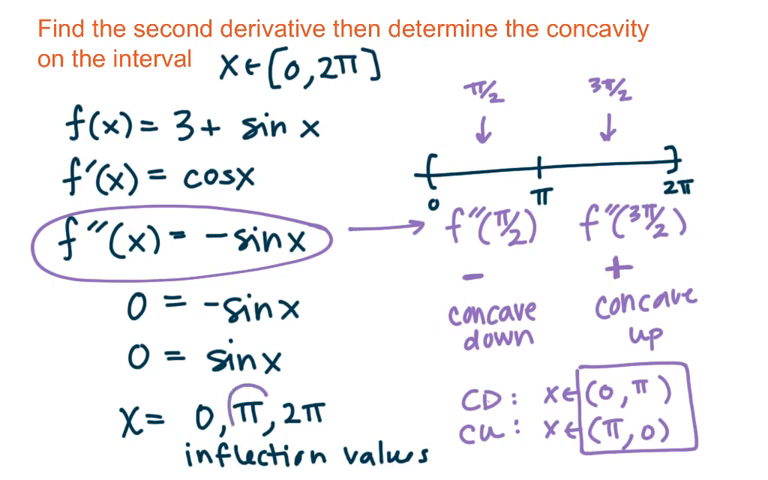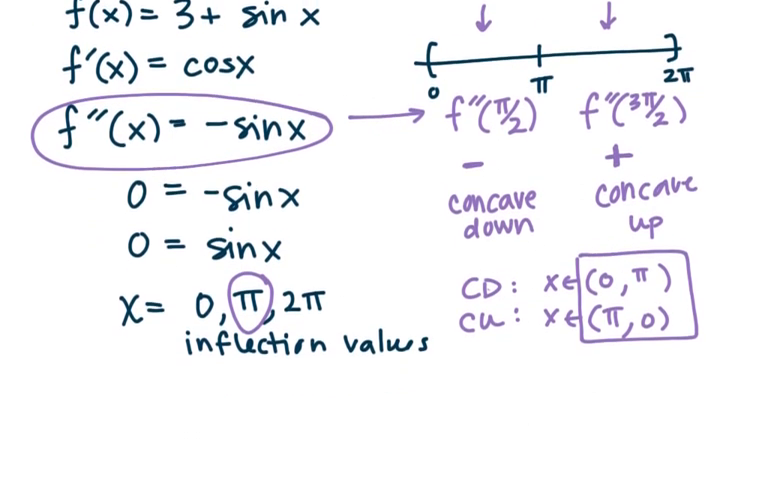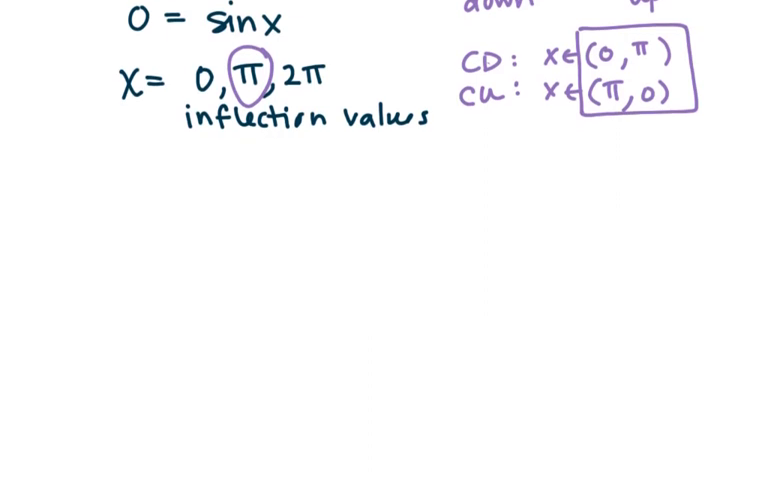And so you notice pi, that value that was in the center of my interval, that was where my concavity changed. So that represents a point of inflection, and we'll do more examples with that in a minute. But before we do that, I'm just going to consider what the original function looked like. f of x equals 3 plus sine x.